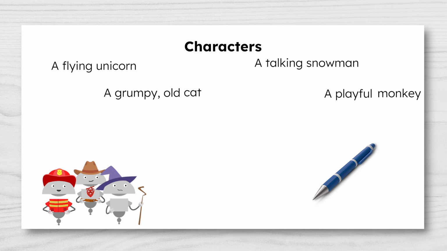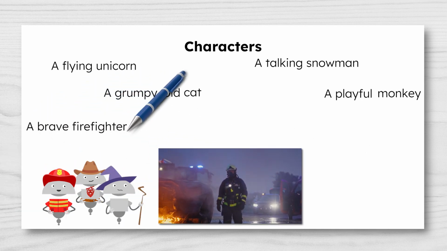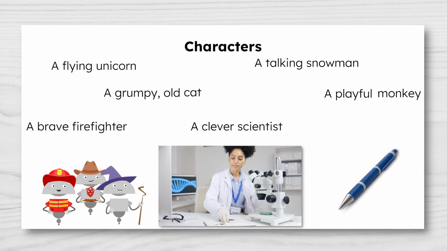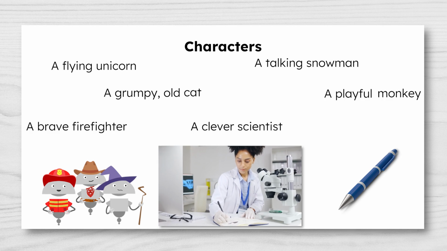It could be if we add some details. A person is too general. So how can we be more specific? The person could be a brave firefighter or a clever scientist. The more you know about your character, the easier it'll be to write your story later.